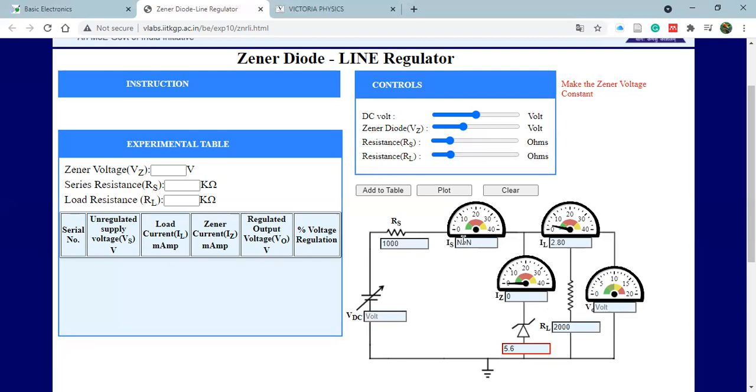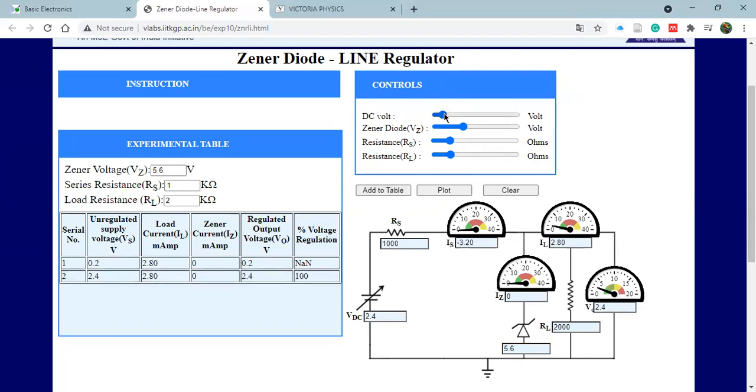The next step is that to get the line regulation curve, you have to vary this DC voltage from zero, and note down the values. That is, you have to add to table. So let's take the value from zero. I'll be taking some arbitrary values. So let us take, say, 0.2. Exact zero, I'm not taking. Then after that, say 2. I'm just taking some arbitrary values.